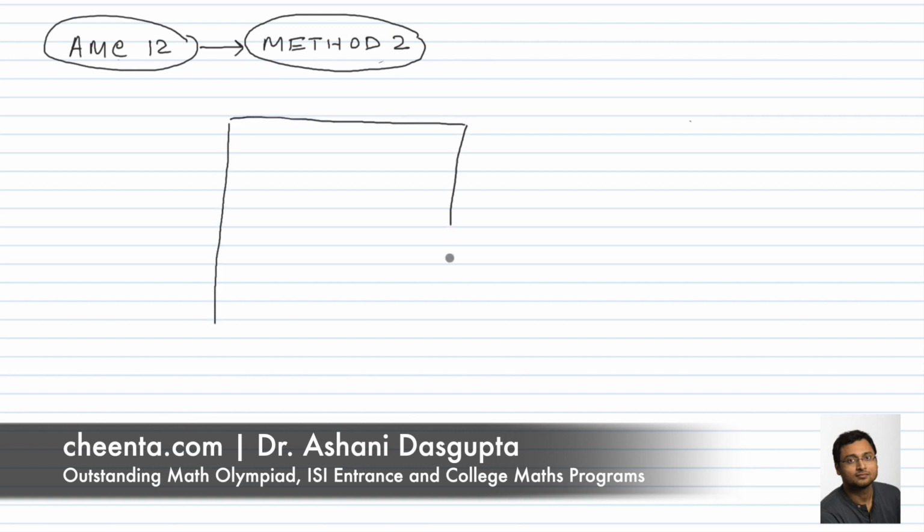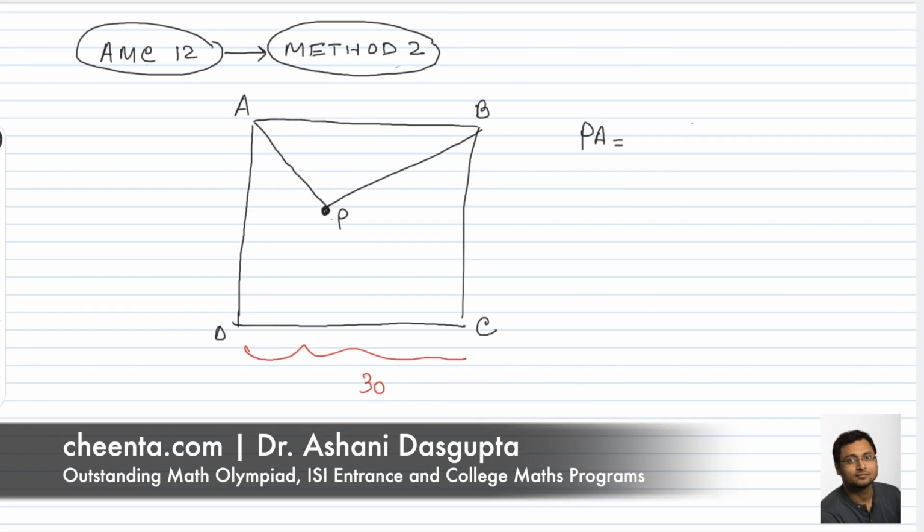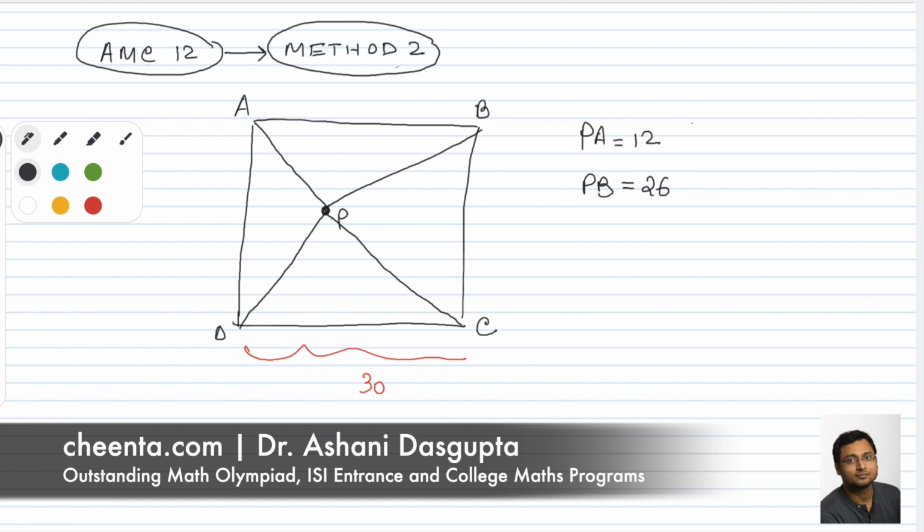So we start with a square ABCD, A, B, C and D. The side length of the square is given to be 30. So this is 30. And we choose a point P inside this square ABCD such that PA, PB is given to us. PA is equal to 12, PB is equal to 26. We join the remaining 2 points with P, so PD and PC. And then we mark the centroids of each of these triangles.